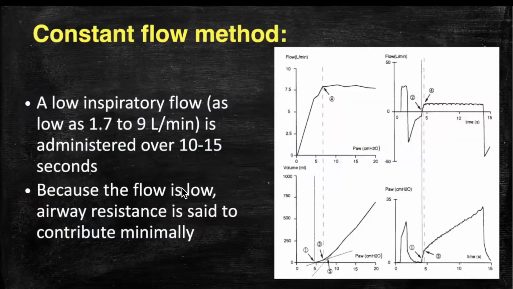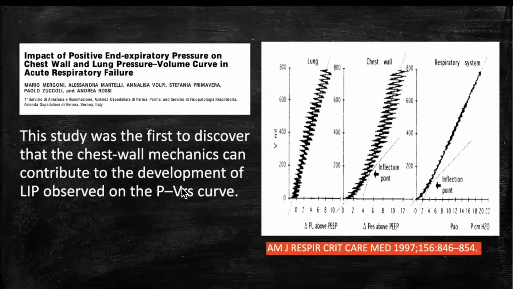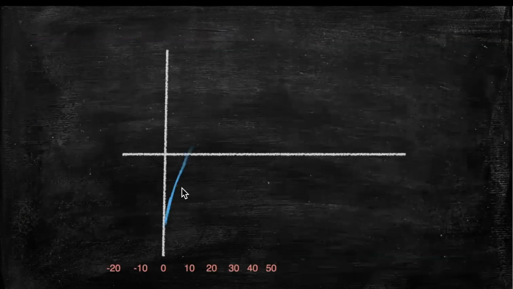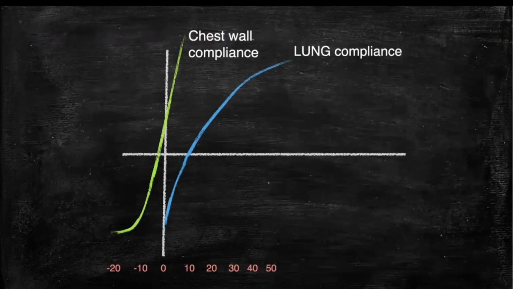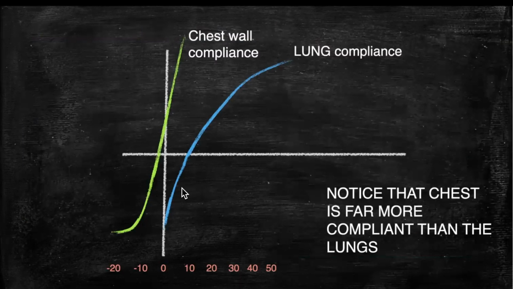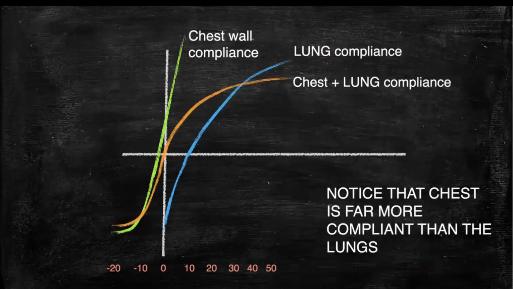There is another technique called the low flow technique, where you are basically providing a very low flow of 1.7 to like 8 liters. 8 liters is a little on the higher side. It is like 1.7 to 3 liters per minute at a very slow rate, and then generate a PV loop. This was the first study in 1997, which actually studied the PV loop of the chest wall and the lungs separately and then combined. So normally this is the PV loop of lung, this is the PV loop of chest wall, and you can clearly see that the chest wall is so much more compliant than the lungs, and this is the combined average of the two.